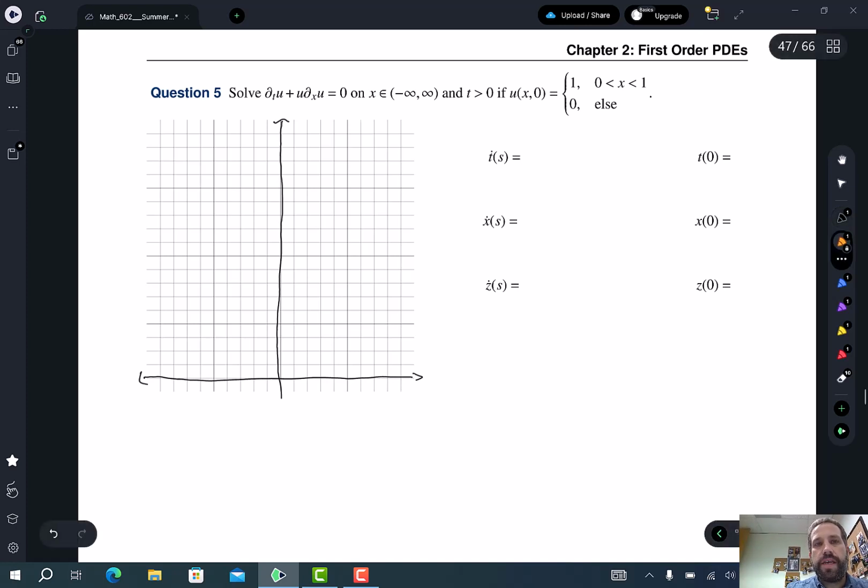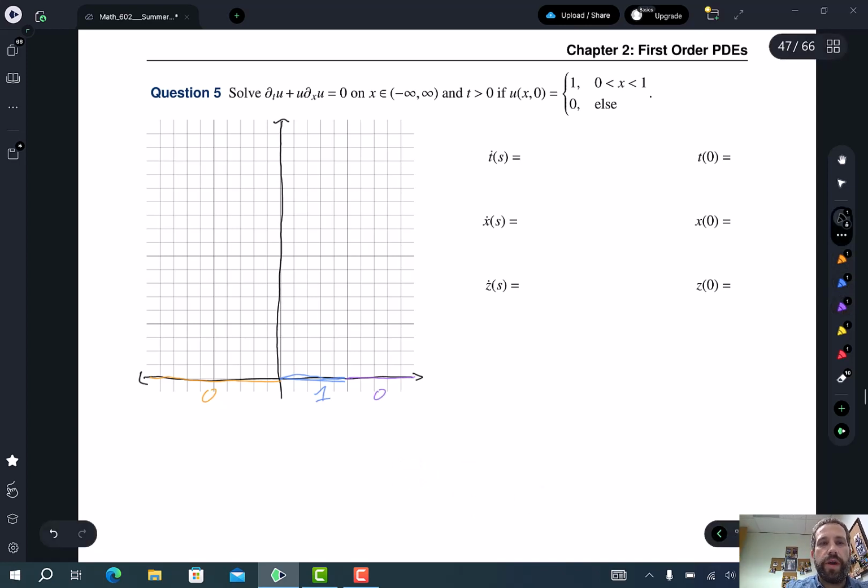Now, the interesting thing here is that the initial distribution, the initial solution, u initially is going to be 1 as x goes from 0 to 1. So I'll do that here. And it's going to be 0 everywhere else. I'm going to do these in different colors here. Okay, so initially, I know that u is going to be equal to 0 here, equal to 1 here, and equal to 0 here.